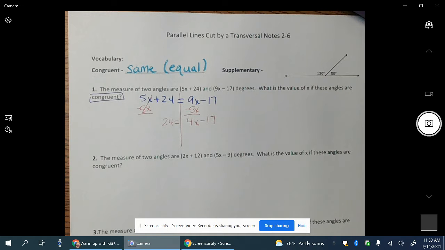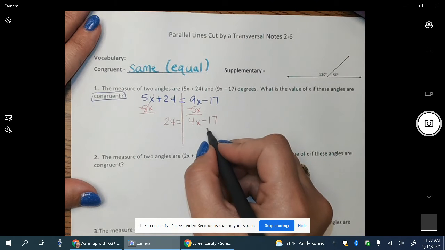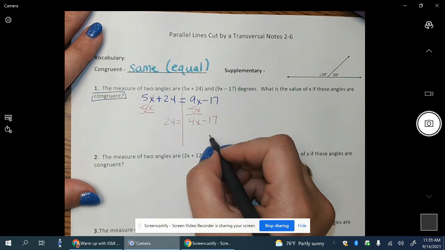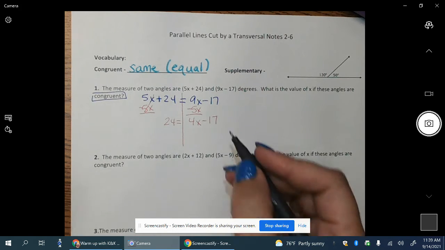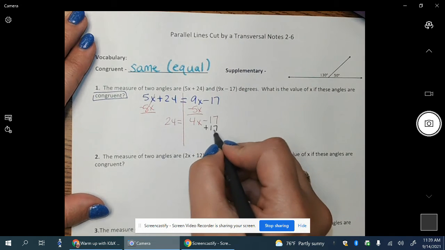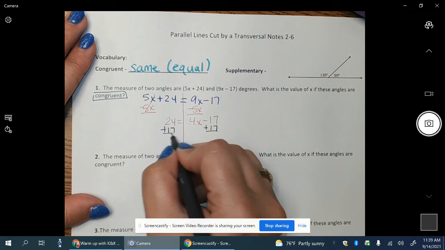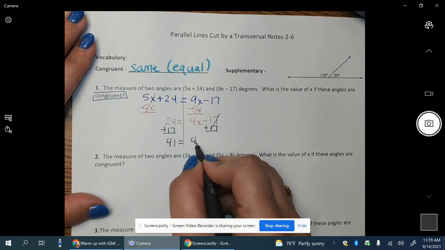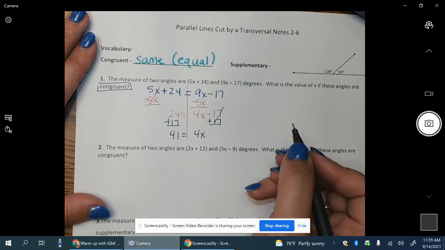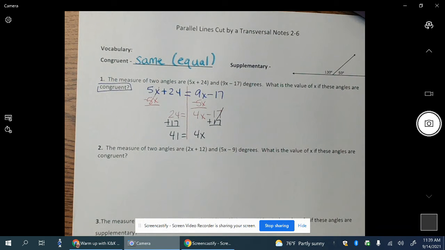Okay, what is the next step? Okay, so what is the smaller number with the variable? So how do I get rid of that 17? Plus 17. Add 17. Okay, cancel. 41 equals 4x. I am not done. I still have one more step. Everybody, what's the last step?